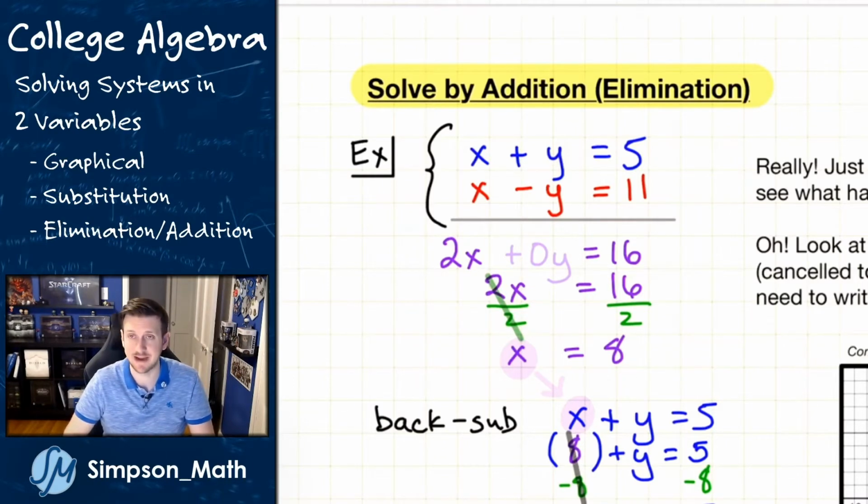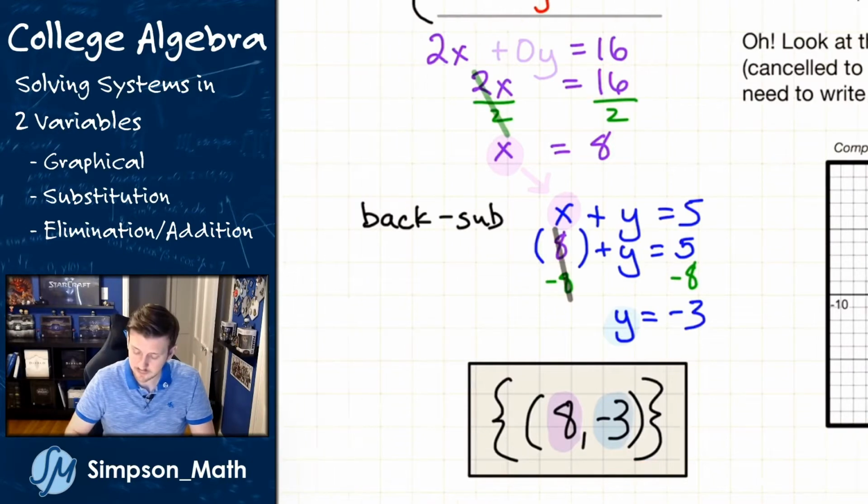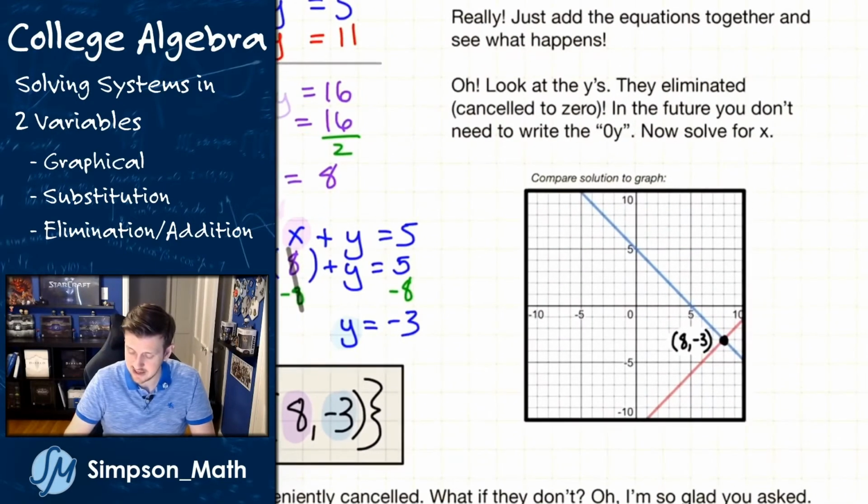Then we can do the same back substitution that we're used to. I'm going to take this and plug it into either equation. I just plugged it into the top one. So we get 8 plus y equals 5. Subtract 8 from both sides. The 8's cancel on the left, and we have y equals negative 3. So my solution set is the ordered pair 8, negative 3. Again, if I was to graph it, at 8, negative 3, that's my solution.